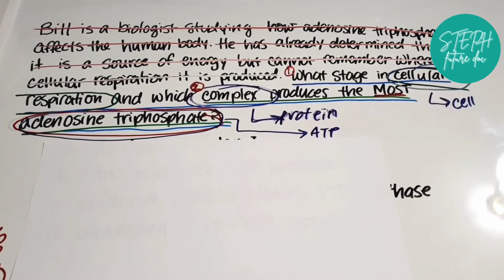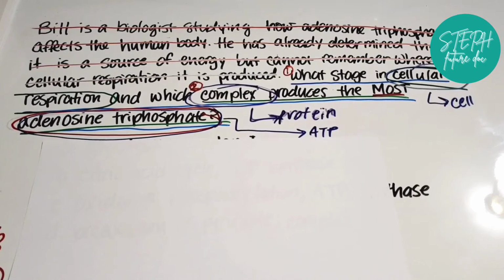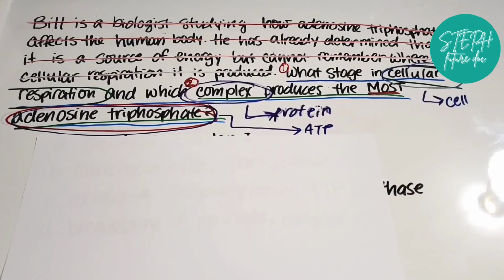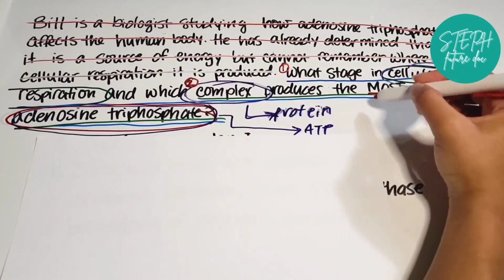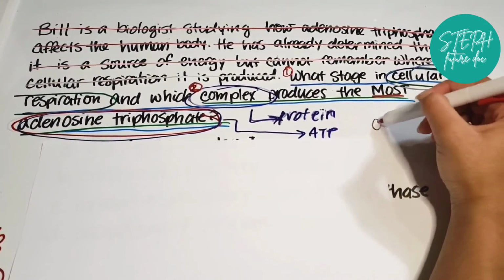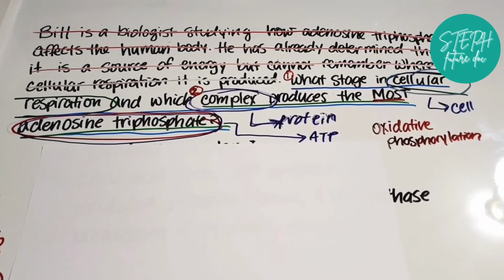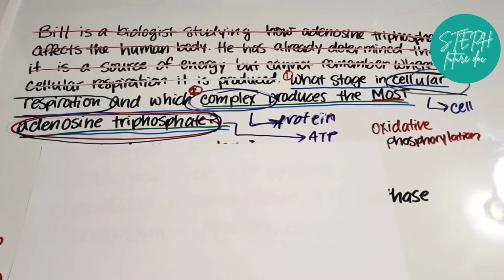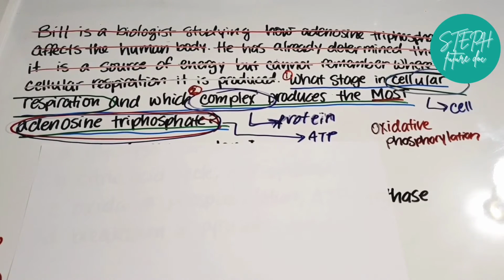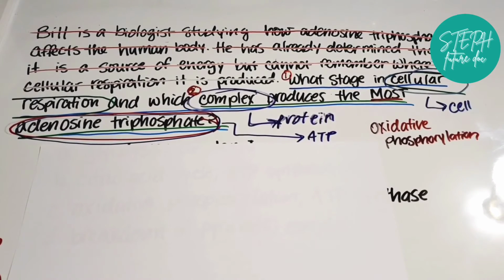For the first part of this question, what stage? The stage that produces the most ATP is oxidative phosphorylation. So we're gonna write that down here. And then which protein produces the most ATP is going to be ATP synthase.